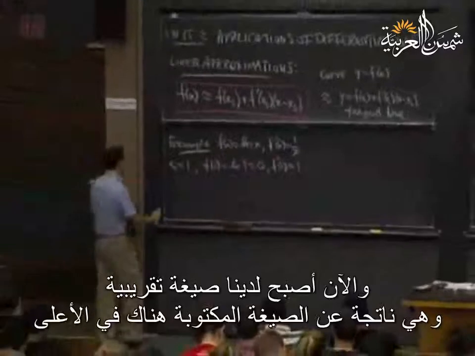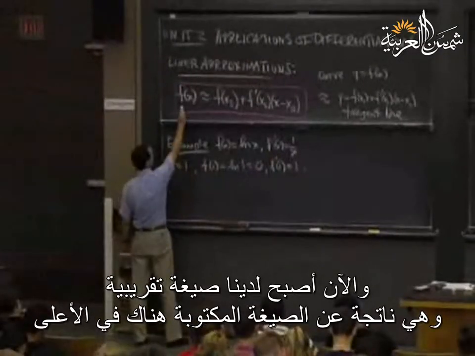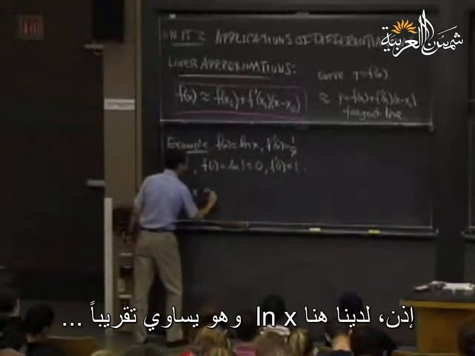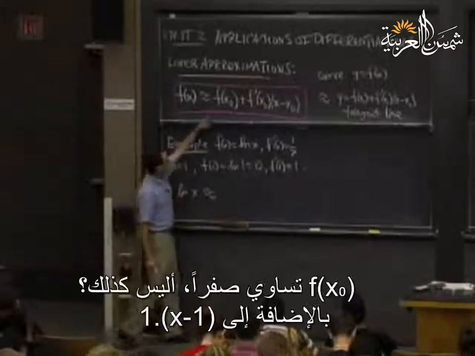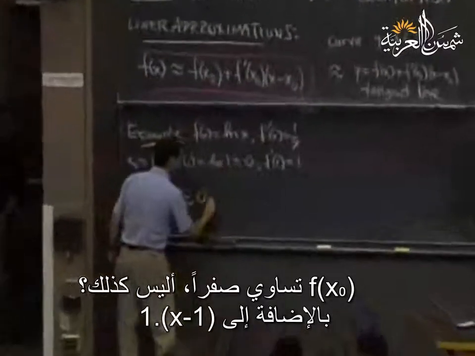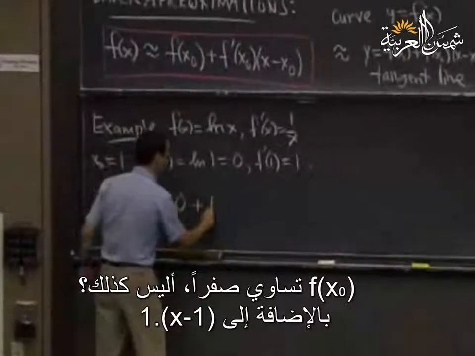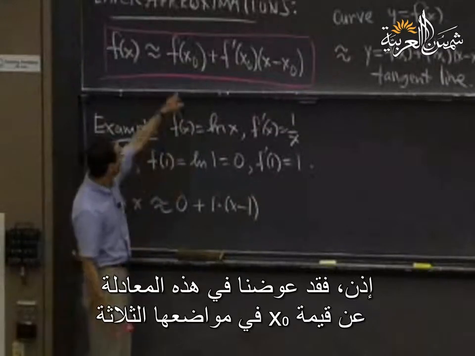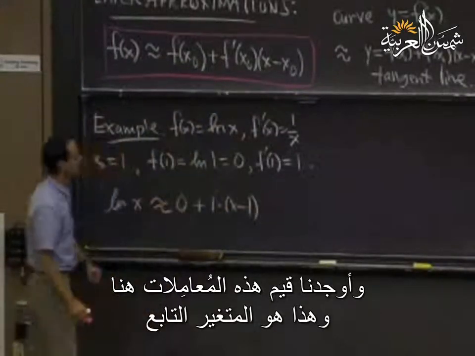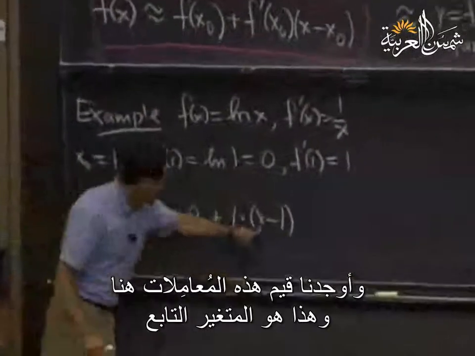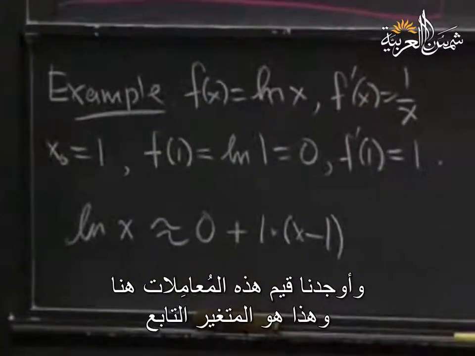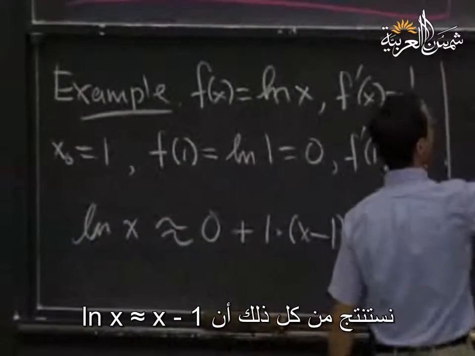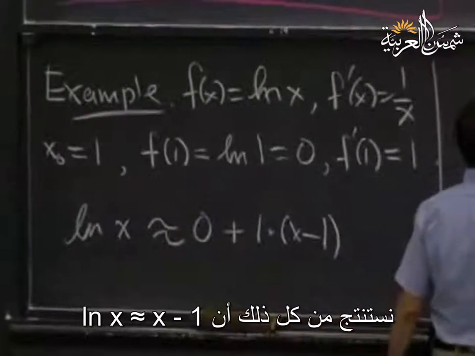All right? So now we have an approximation formula, which if I copy down what's right up here, it's going to be log x is approximately, so f of 1 is 0, right? Plus 1 times x minus 1. All right? So I plugged in here for x0 in 3 places. I evaluated the coefficients, and this is the dependent variable. So all told, the logarithm of x is approximately x minus 1.